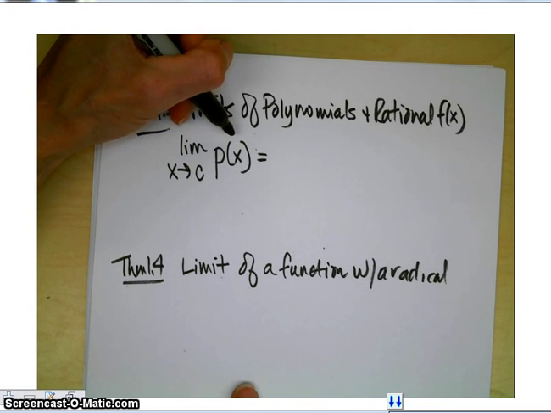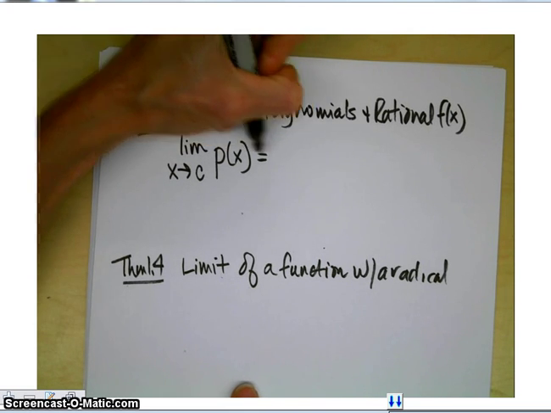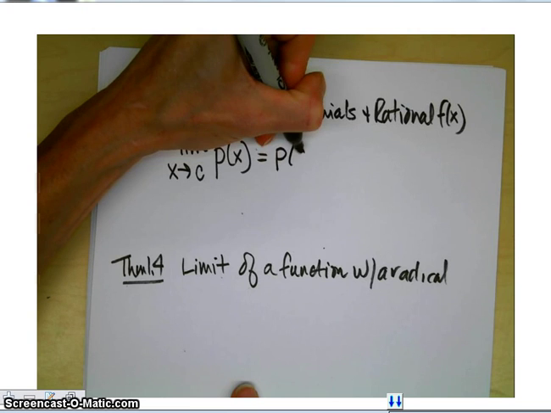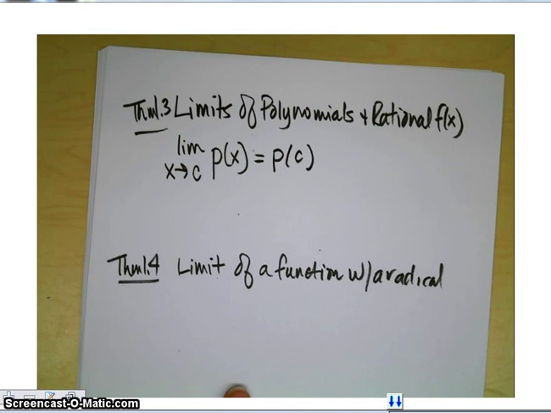Watch this. See if you can figure out what we do to find the limit of a polynomial. It is p of c. What are you doing? Tell me what you did. Plug c in for x. Now tell me what c is. It's an x value. It's a number.